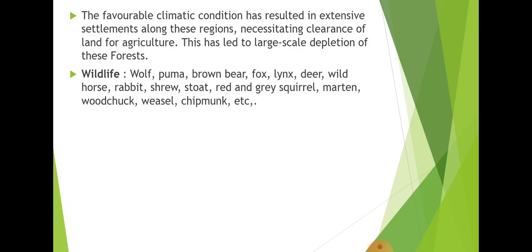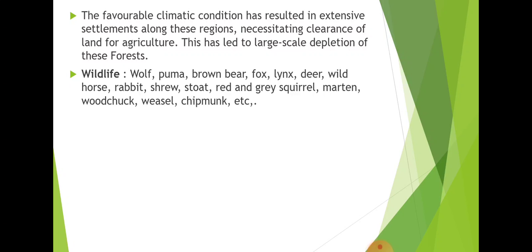And look at the wildlife found in the temperate deciduous forest: wolf, puma, brown bear, fox, lynx, deer, wild horse, rabbit, shrew, stoat, red and grey squirrel, marten, woodchuck, weasel, chipmunk, etc. So these are some of the wildlife also found in the region of temperate deciduous forest.